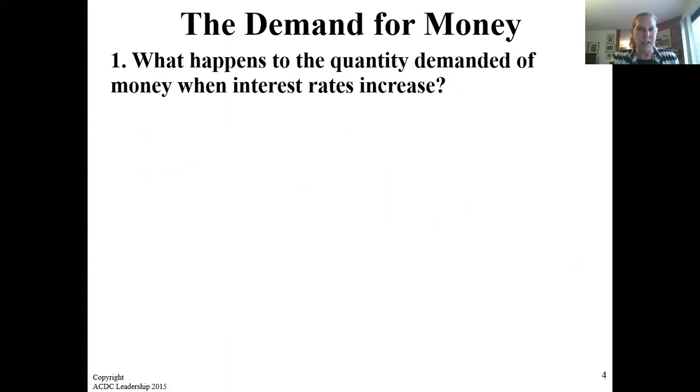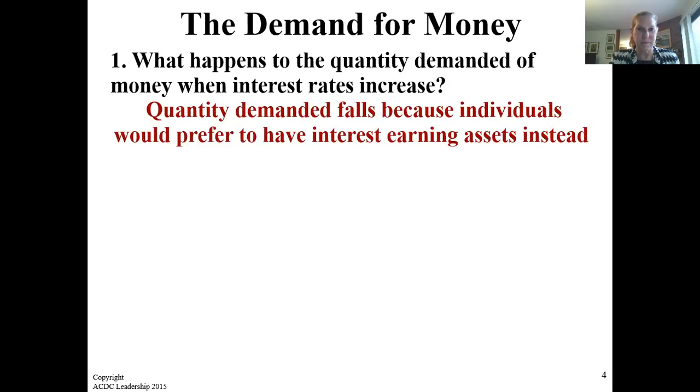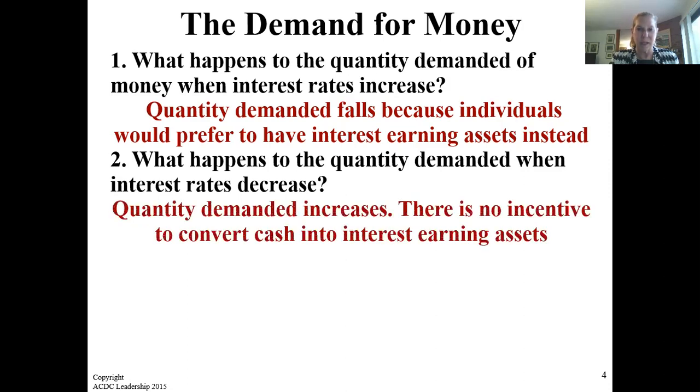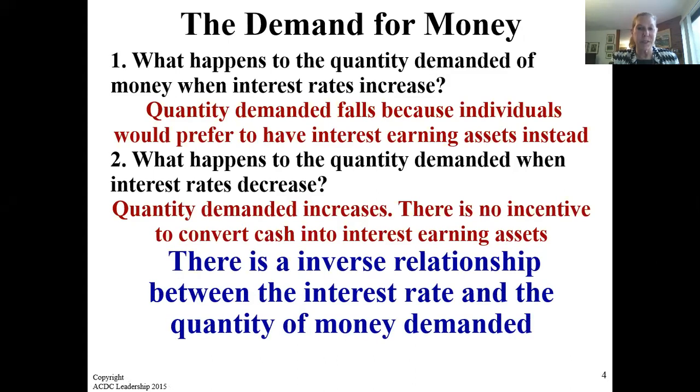What happens to the quantity demanded of money when interest rates increase? Quantity demanded falls because individuals would prefer to have interest earning assets instead. Two, what happens to quantity demanded when interest rates decrease? Quantity demanded increases. There is no incentive to convert cash into interest earning assets. There is an inverse relationship between the interest rate and the quantity of money demanded.